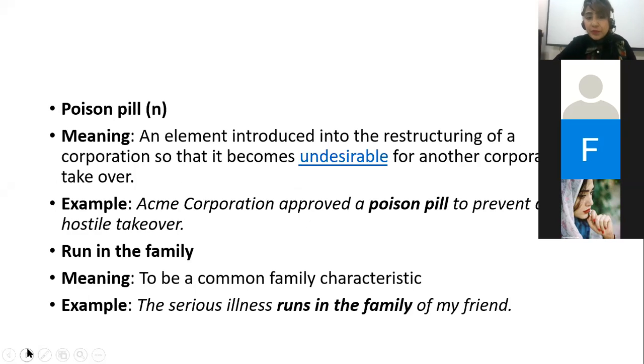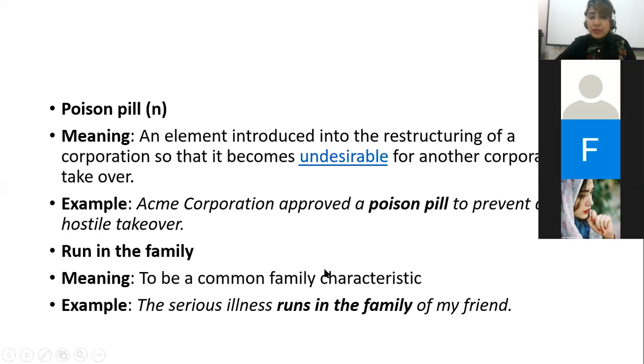Okay, poison pill means an element introduced to the restructuring of a corporation so that it becomes undesirable for another corporation to take over. So Acme Corporation approved a poison pill to prevent a hostile takeover.